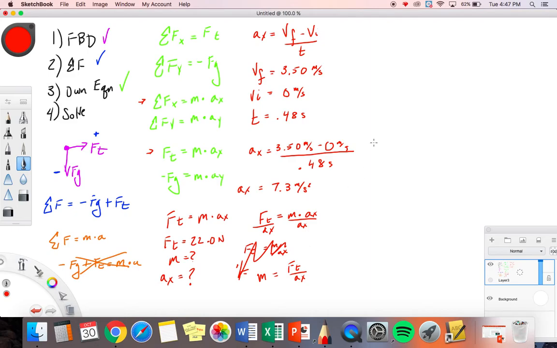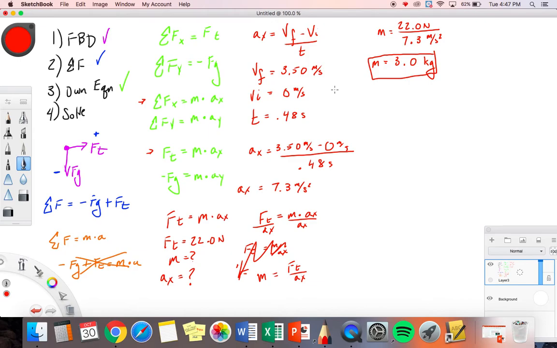There we go, much easier. That way, all we have to do is plug in, so mass is equal to force of tension, that 22.0 newtons, and my acceleration in the x direction is what we just calculated, 7.3 meters per second squared. And you should get a mass of like 3.04, something like that, but you need 2 sig figs from the 7.3. So you are going to get a mass of 3.0 kilograms. So that is the answer of the first problem.